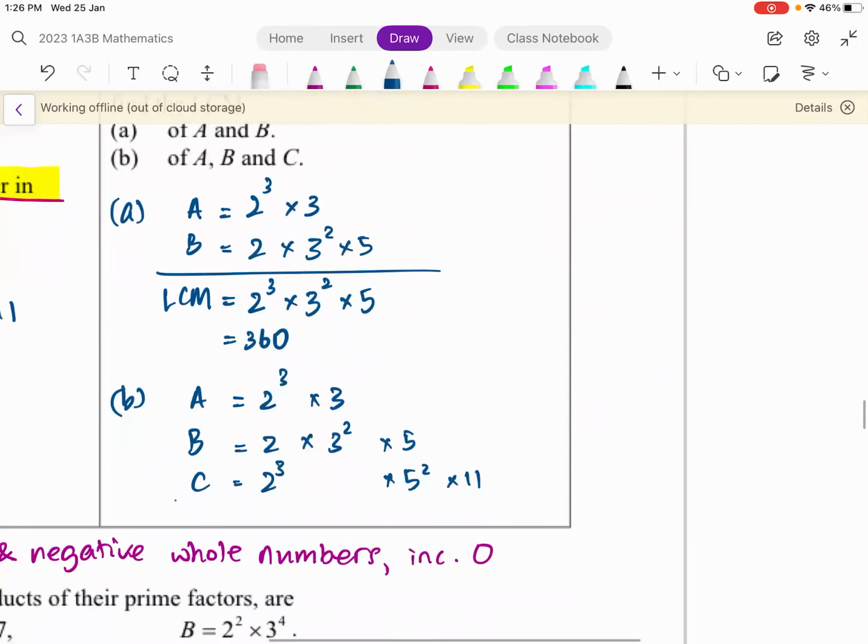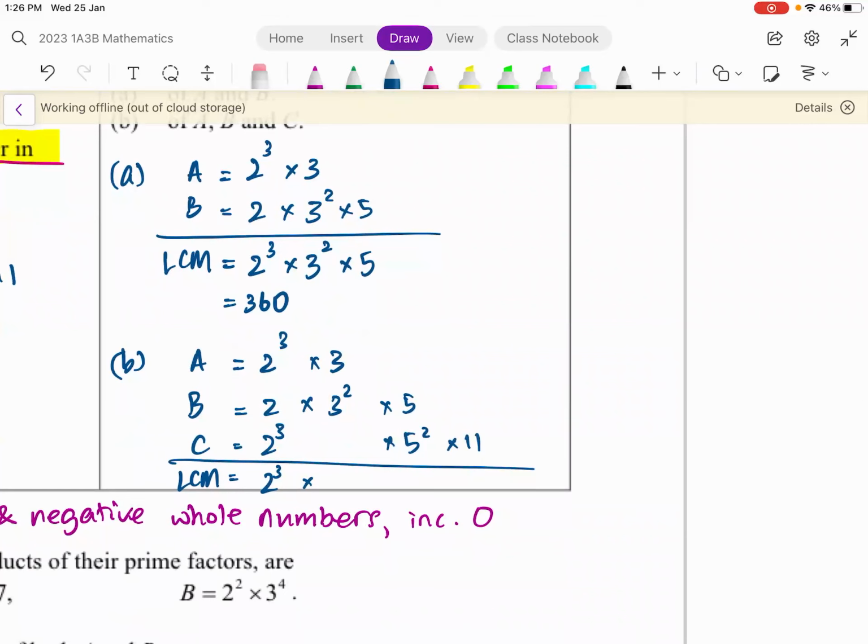Okay, now we find the LCM. So 2 power 3. How about the 3? 3 power 2. But C doesn't have 3, no? Power 0. So what is the higher power? Still 2. So 3 power 2. And then 5 squared and 11.